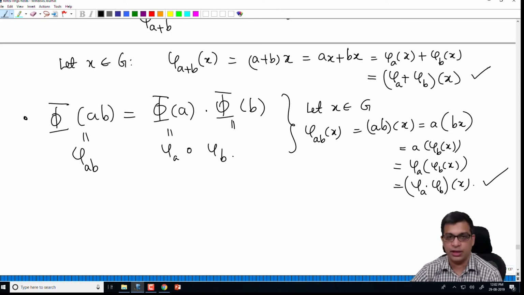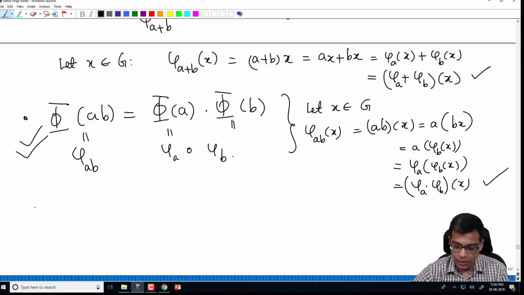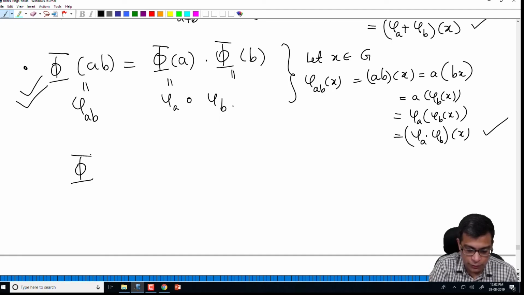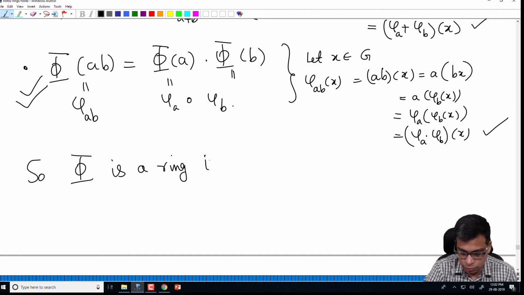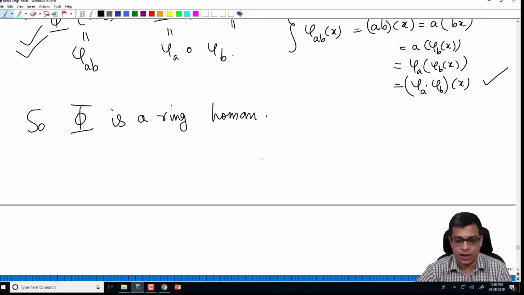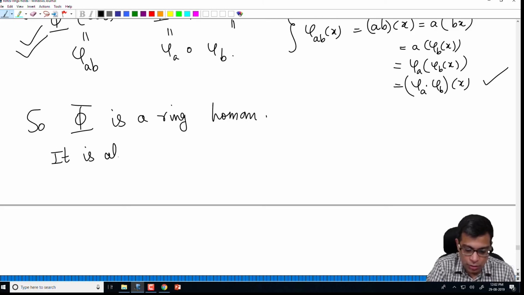So this is exactly the required equality. So on every x they agree. So this holds also. So capital phi is a ring homomorphism. Okay, that's good. Ring homomorphism, not yet a ring isomorphism. Now the remaining thing is to check that it is also an isomorphism.